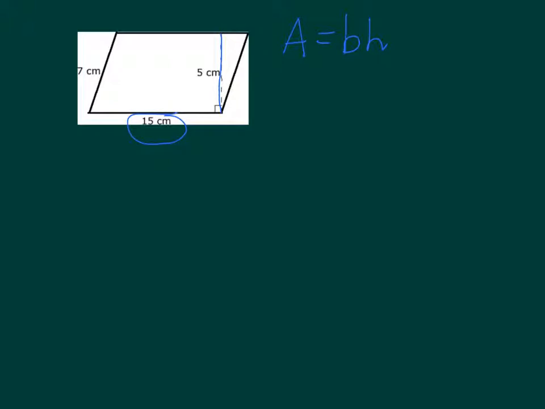Now, how do we know that 15 is the base and not 7? I mean, if we turn this parallelogram on its side, surely 7 becomes the base. But, as I said, this is the 5 centimetre line there. So this line here is the straight height. So it's at 90 degrees to the base. So this line here is at 90 degrees to this line here. So that's how I know that this is the base, this is the height.